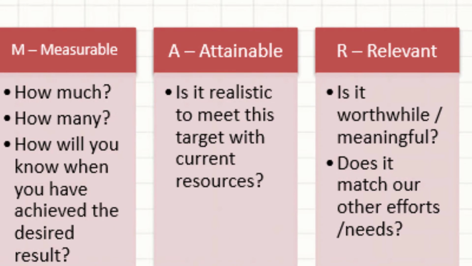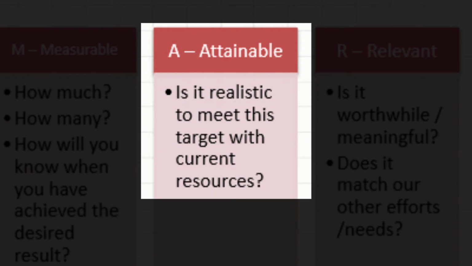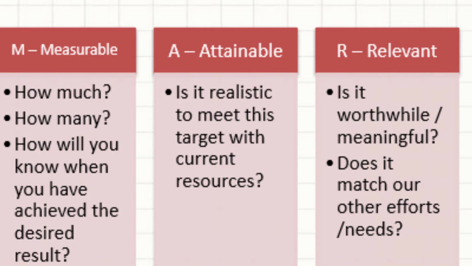Third, onto the A for attainable. So your goal needs to be realistic and attainable to be successful. So in other words, it should stretch your abilities, but it still should remain possible. Okay, it's not some pie in the sky ideal scenario. It's attainable.